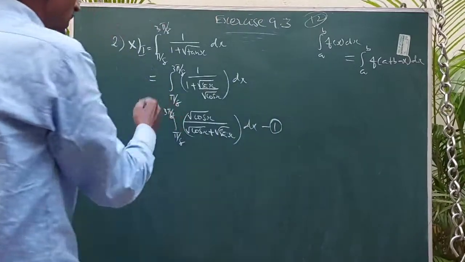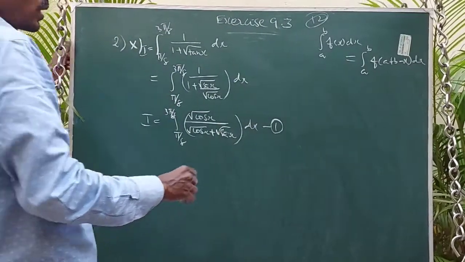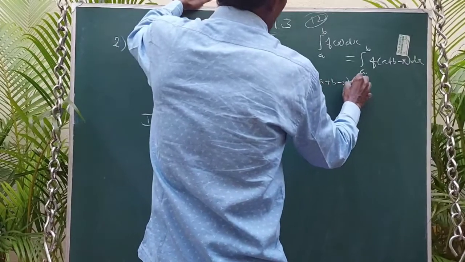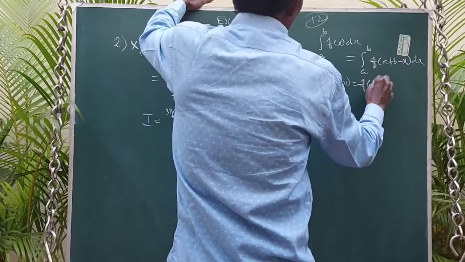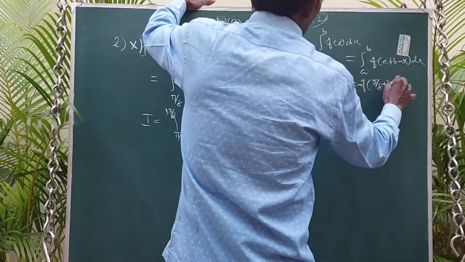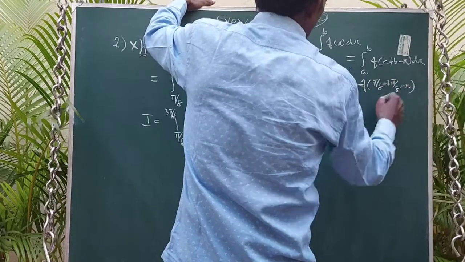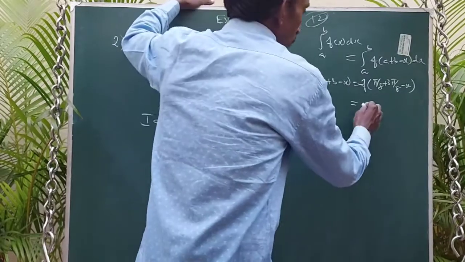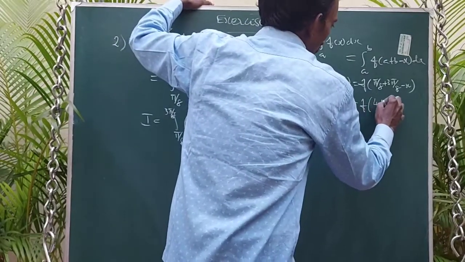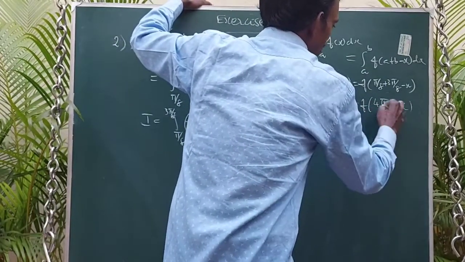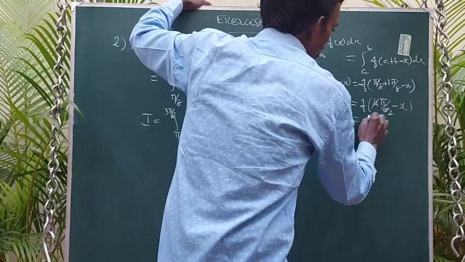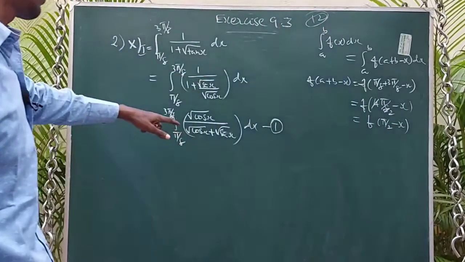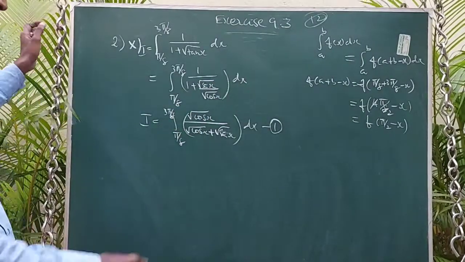So here, what is f of a plus b minus x? It is nothing but f of pi by 8 plus 3 pi by 8 minus x. So pi by 8 plus 3 pi by 8 is 4 pi by 8, so 4 pi by 8 minus x, which is f of pi by 2 minus x. So in the place of x we have to put 90 minus x.